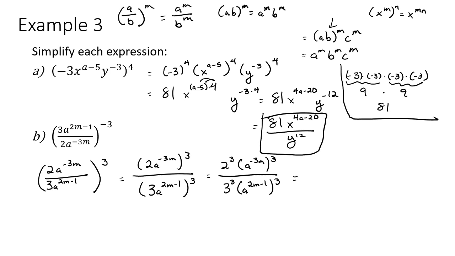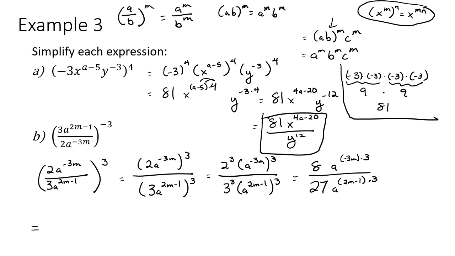The numbers are easy enough. 2 cubed is 8. 3 cubed would be 3 times 3, which is 9, times 3 again, so 27. And then for the terms with a, we're now going to apply the power of a power property. So for the a to the negative 3m cubed, that's going to be negative 3m times 3. Same thing for the bottom: a to the, and again, be careful with parentheses here, 2m minus 1 times 3.